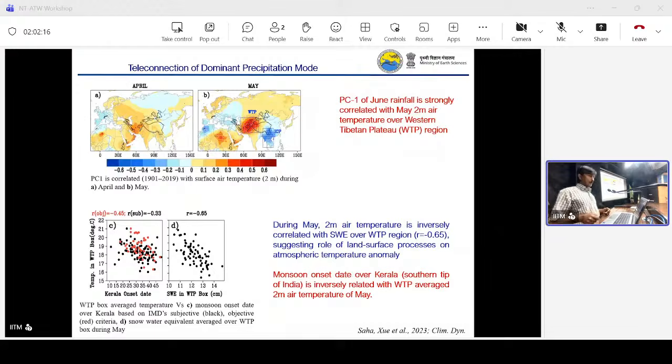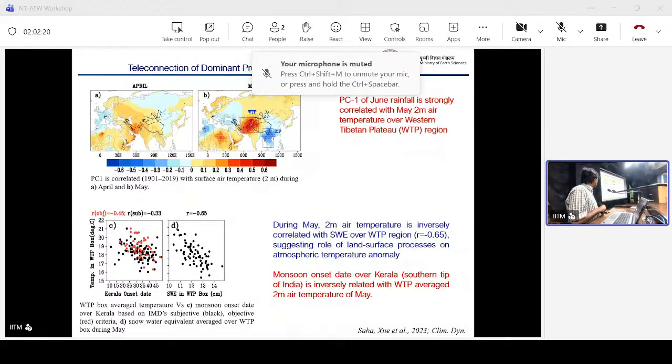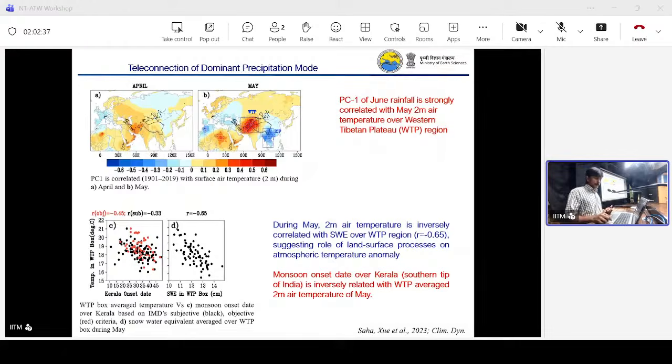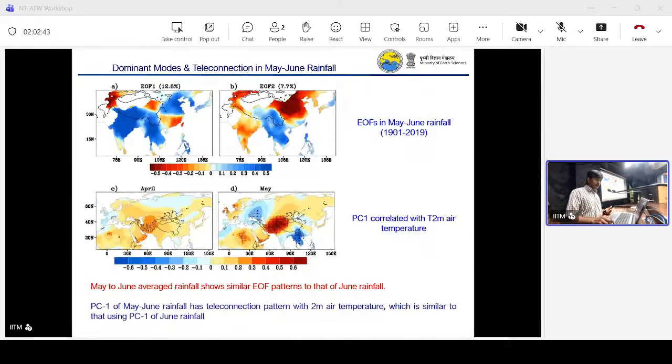And also, if you have a temperature average over this region, it correlates with monsoon onset over Kerala, a very strong, robust correlation. Snow water, this region actually has a lot of glaciers and mountains. So of course, if you correlate land surface snow water, it is a very robust correlation. So this looks very much land-atmosphere. This variability is created over this region maybe due to land-atmosphere interactions.